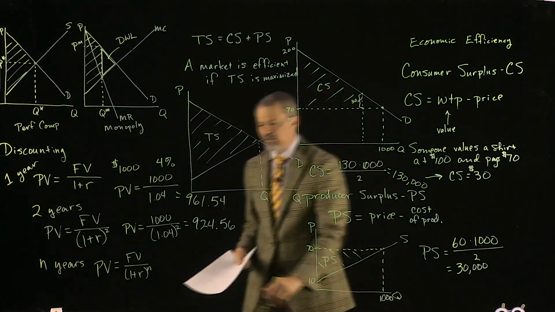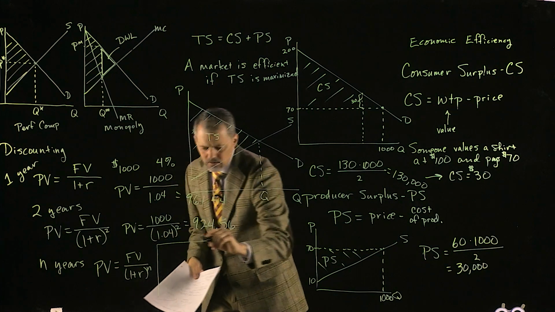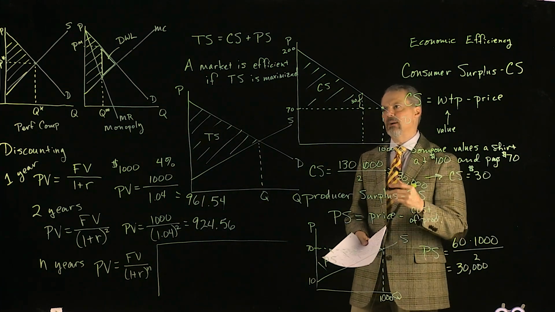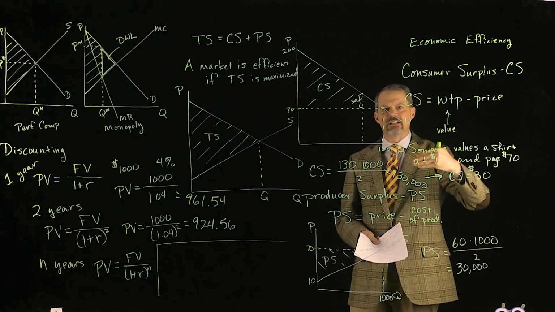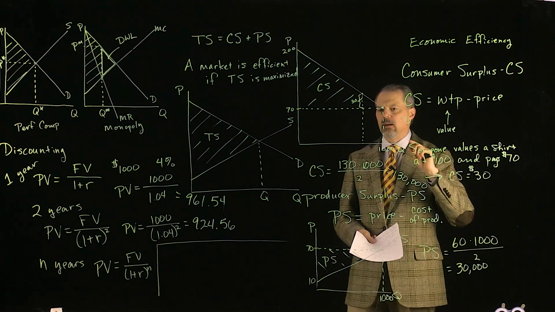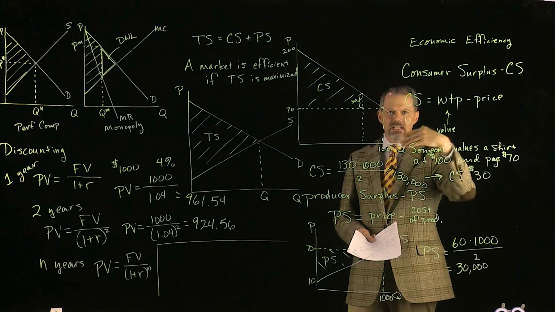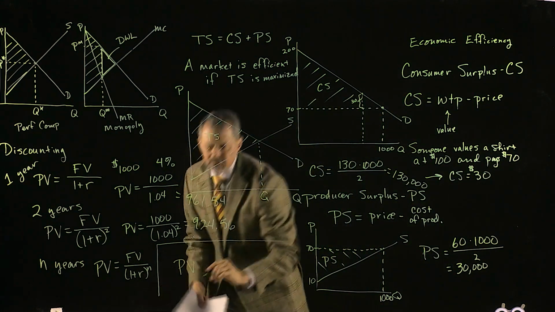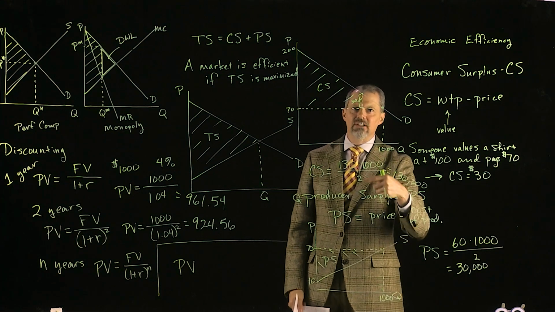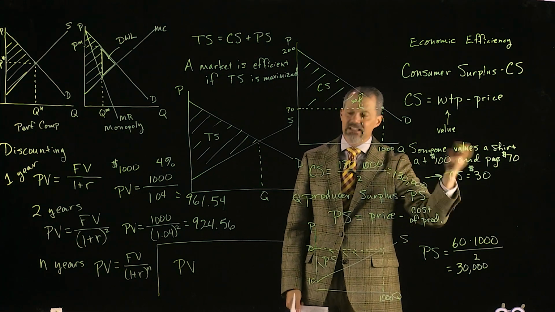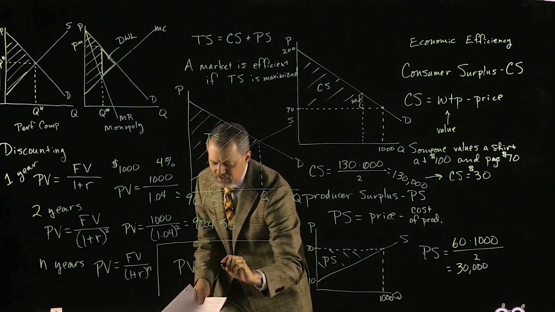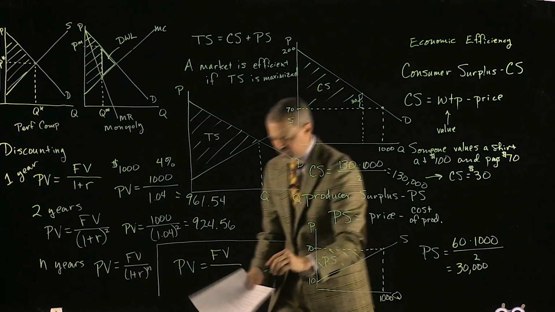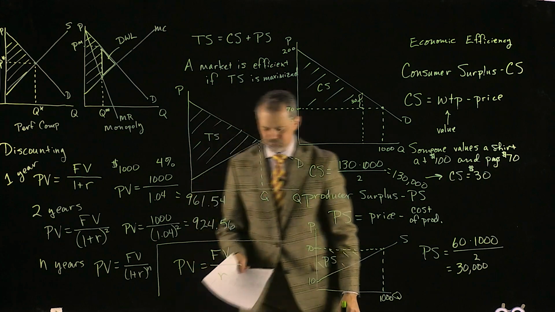One last one is we could think about indefinite payments, a payment made annually indefinitely. In that case, let's suppose you get $1,000 next year and the year after and the year after, indefinitely. The present value of that is just the payment, the future value, divided by r.